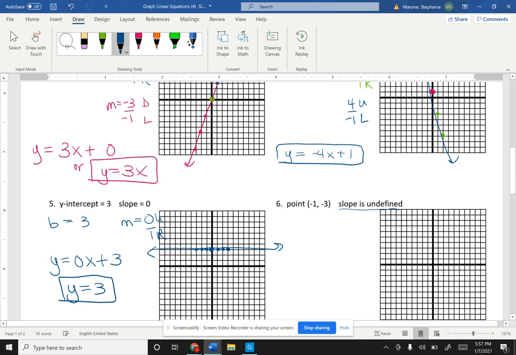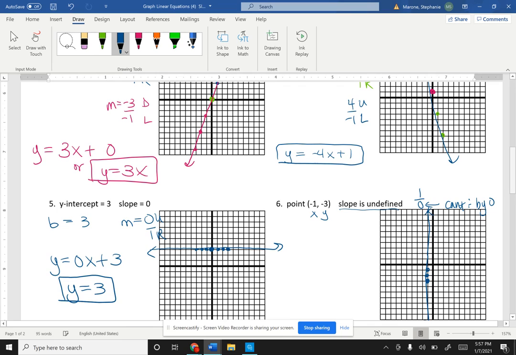The next one is the slope is undefined. So the slope is so very steep that we can't even represent it as a fraction. So I'm going to plot this point -1, -3. Notice that it's not a y-intercept. It's the point -1, -3. The slope is undefined. If we have an undefined slope, that means we are dividing by 0. You can't divide by 0. So we can think of it as going up 1, not left or right.